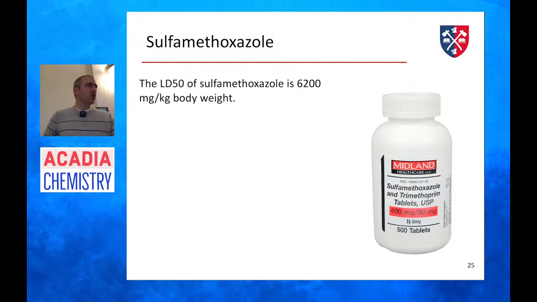Well, sulfamethoxazole, along with every drug, has a known LD50. We know how much sulfamethoxazole you need to consume in order to poison yourself, and it's 6,200 milligrams per kilogram, or 6.2 grams. For every kilogram that you weigh, you can have 6.2 grams. If everyone in this room had that, 50% of the people would die, 50% of the people would make it.